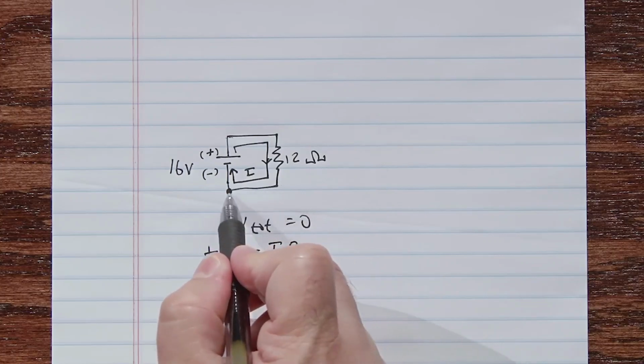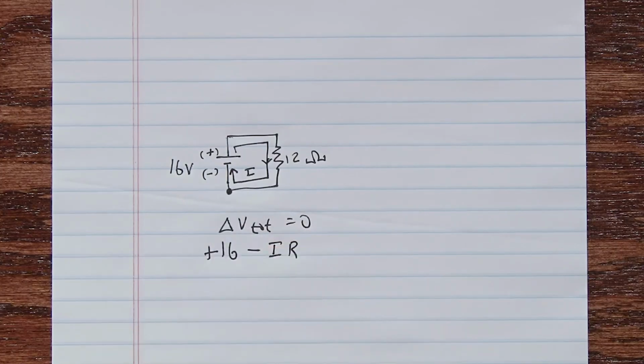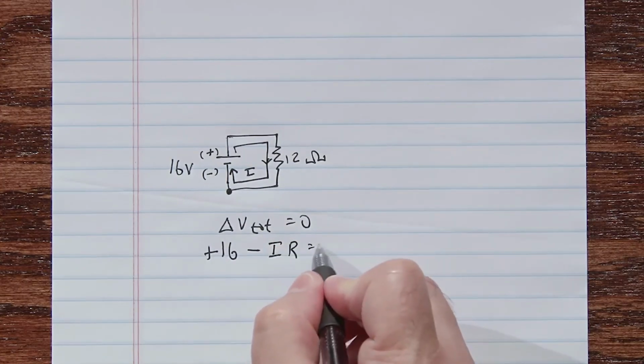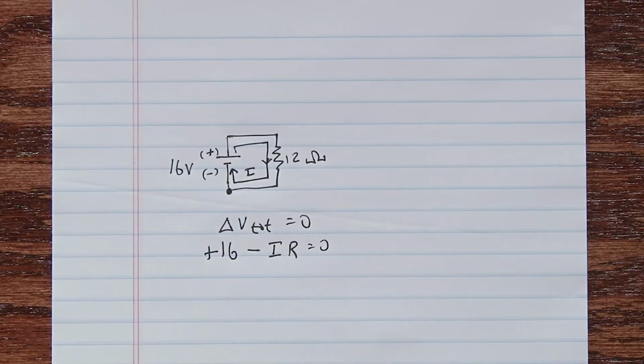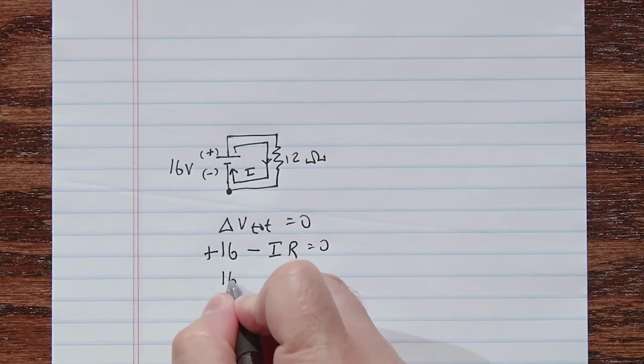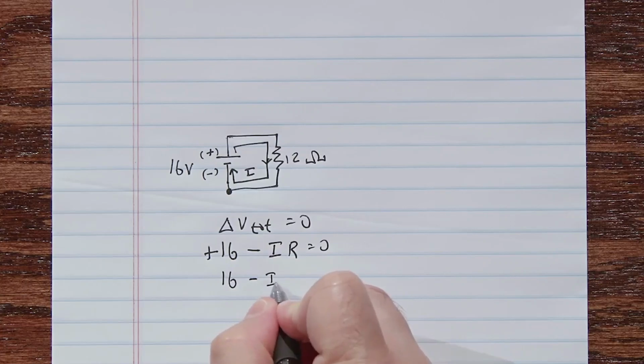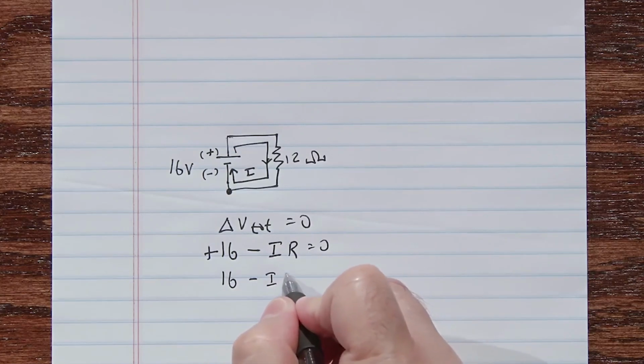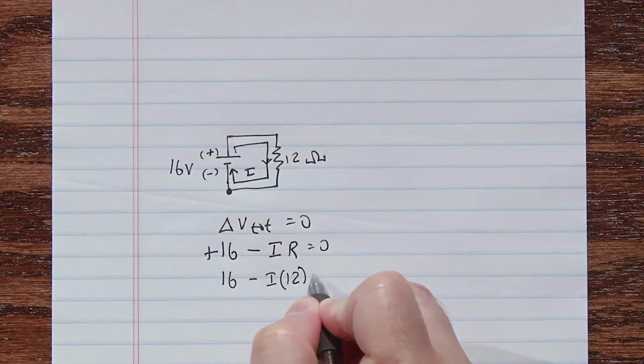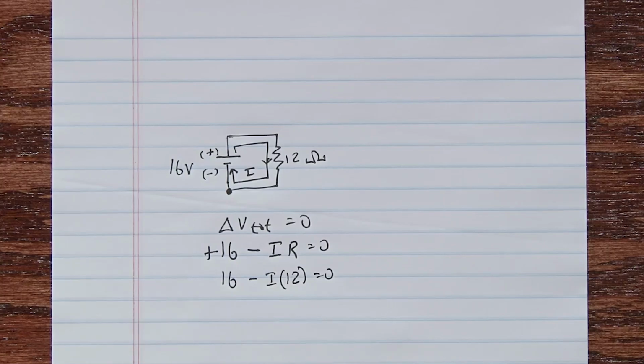And then I'm going across a conductor, so no change in voltage. I'm back to where I started, so that must equal 0. So I have 16 minus I times R, which is 12, is equal to 0. I only have one unknown, so I only need one equation. That's the only equation I need.